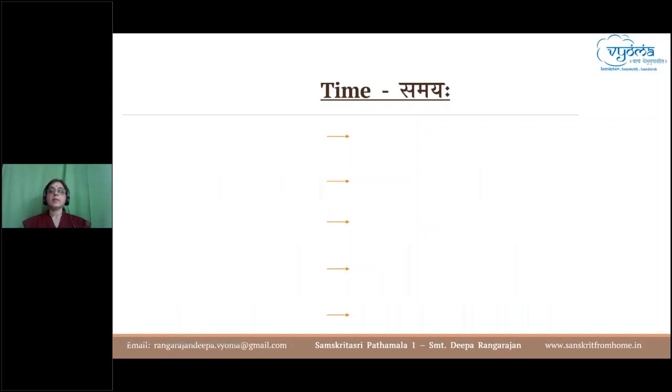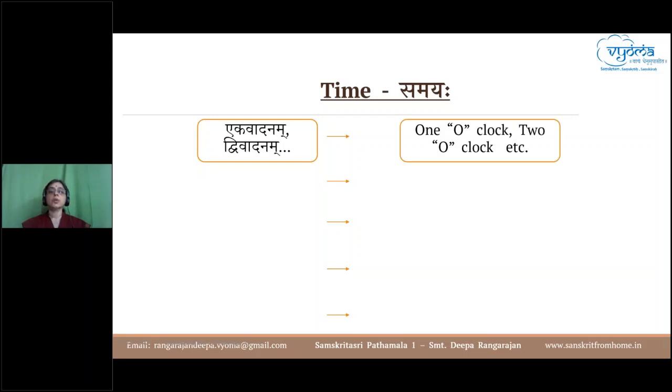Now today in Vyavaharika Shabdas, those words which we use in common usage for conversation, we will learn some words of time. The first one is how do you say 1 o'clock, 2 o'clock, etc. It is Eka Vadanam. In the last class we saw Ekam, Dve, Trini, Chatvari, Pancha, Shat, Sapta, Ashta, Nava, Dasha. We learned the numerals 1 to 10. So you add them to the word Vadanam. You get 1 o'clock, 2 o'clock, etc.